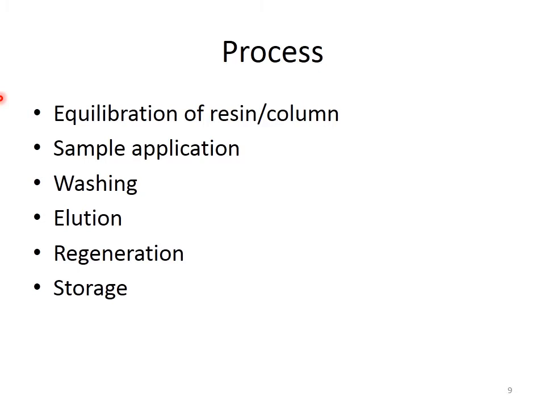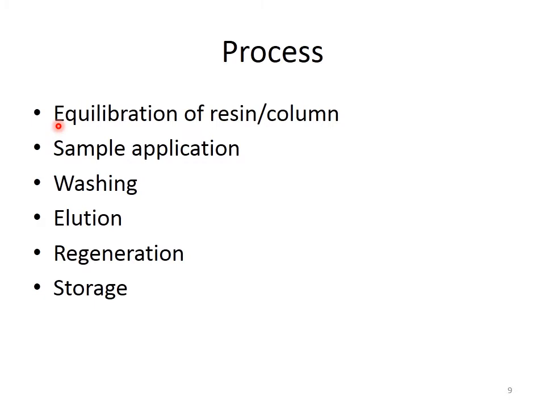So this slide shows the fundamental steps of the process of chromatography. The first step is equilibration of the column. The resin is a stationary phase, which is generally made up of small particles, and these particles are packed in the form of a cylindrical column.